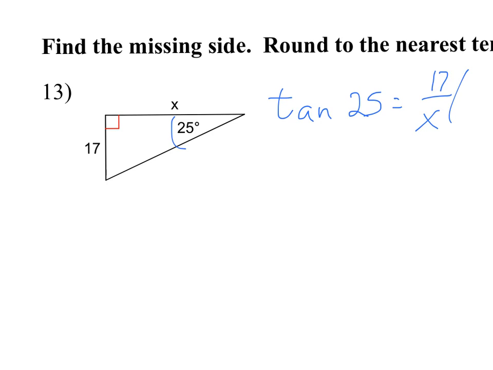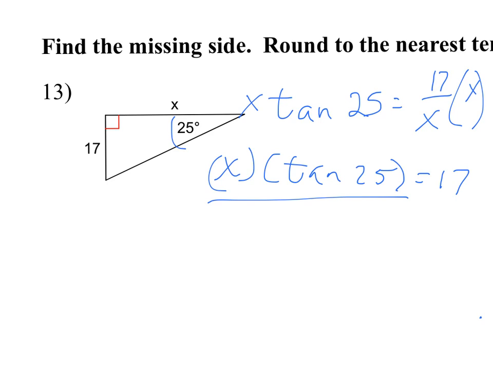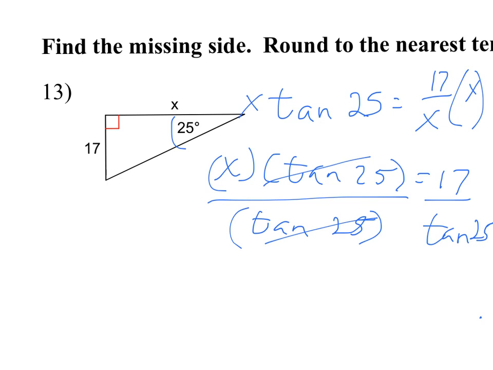Solve for x. Get rid of the fraction. Once we do that, we divide by tangent of 25. Okay, cancels that out, and x equals 17 divided by tangent 25. That will be your answer, which, rounded to the nearest tenth, you should get 36.5 if you want to check to see if you're doing it correctly. Okay, so that's one that was like example 2.